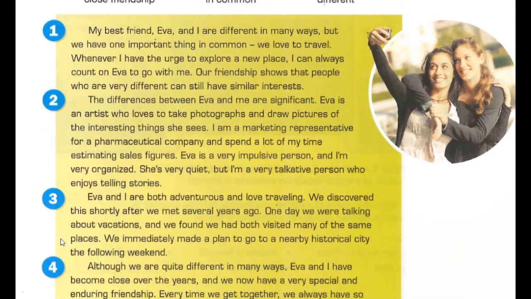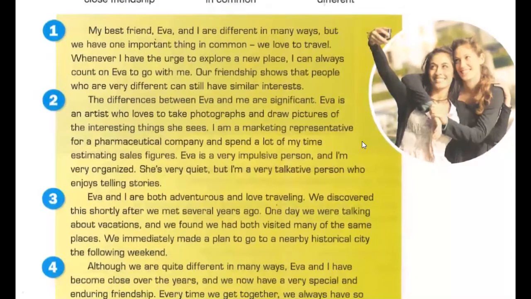Okay, now let's get started. The differences between Eva and me are significant. So this one we call the topic sentence of the body paragraph. Eva is an artist who loves to take photographs and draw pictures of interesting things she sees. I am a marketing representative for a pharmaceutical company and spend a lot of time estimating sales figures.